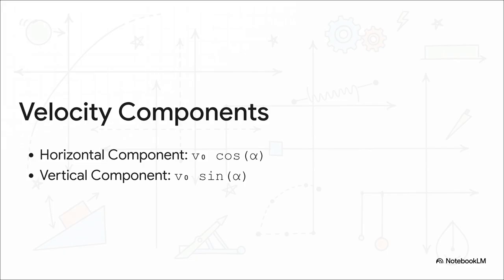So let's just bust out some basic trig. We can split that velocity vector into its two components. We've got a horizontal part, v0 cosine alpha, and that's the part that makes the particle go around the cylinder. Then you've got the vertical part, v0 sine alpha, which makes it go up or down the cylinder.